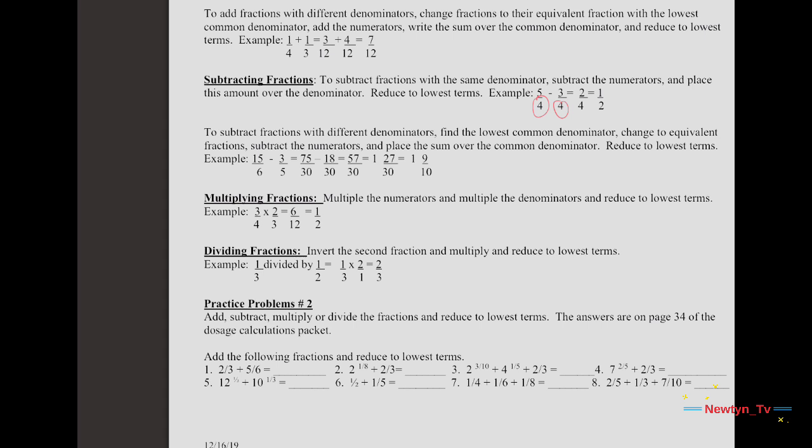Whenever you are multiplying fractions, we don't need to go and look for any lowest common multiple, right? Like what they did here, 3 on 4 times 2 on 5. You just multiply the numerators and you multiply the denominators, then you get your answer, which is 6 on 20. Then you reduce it to the lowest term, right?